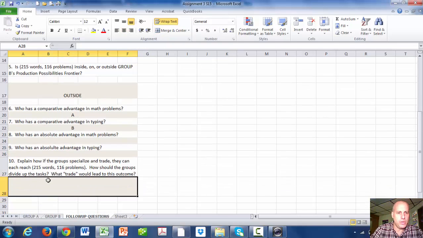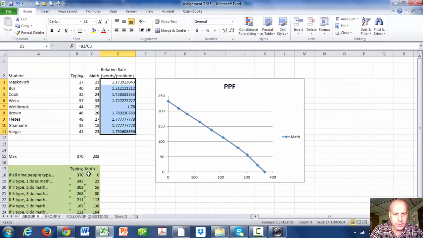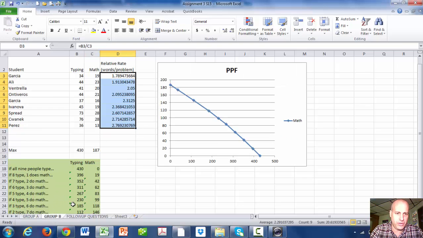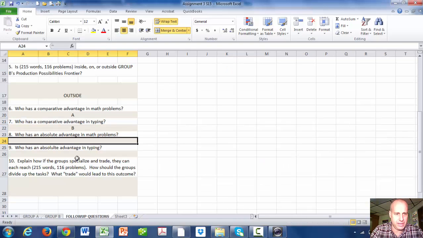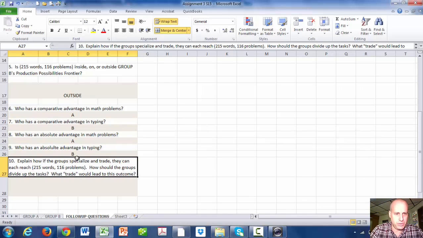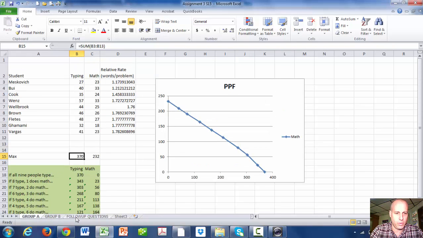Who has an absolute advantage in math problems? I think the easiest way is to say what's their maximum output. If you look at their maximum output, Group A can do 232 math problems if everybody does math, versus 187. So Group A has an absolute advantage in math. And Group B, we can see, has an absolute advantage in typing. They could do 430 words versus 370 words here.